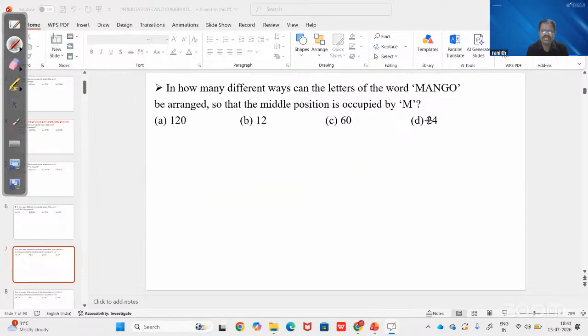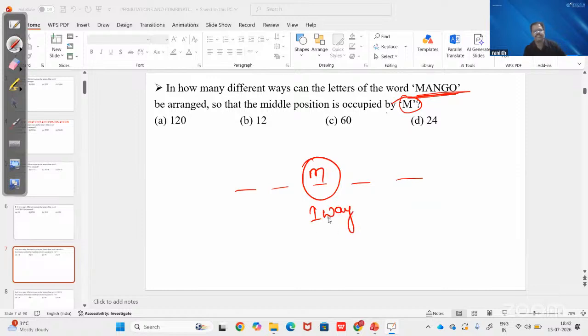How many different ways can the letters of the word MANGO be arranged so that the middle position is occupied by M? In total, how many letters do we have? 5 letters in the word. The middle letter will be M. So M can be arranged in only one way. Total we have 5 letters. One letter is completed. The remaining letters are 4 letters.